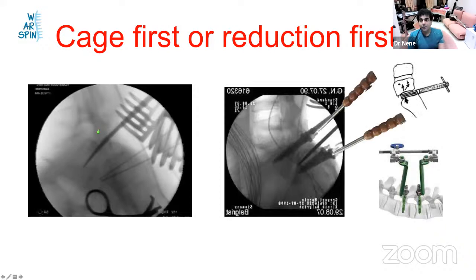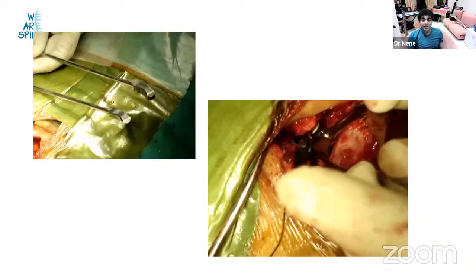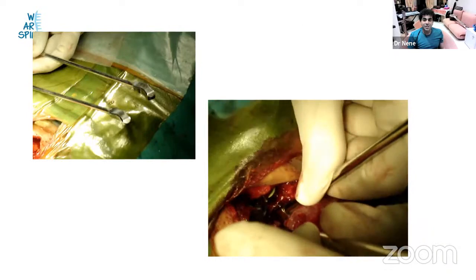You can use two other options. One is an outrigger to distract. You can use an intradiscal, like a pukka, to distract. Or you can use, and this is something that we often tend to forget, these long handle screw heads or screwdrivers that sit on the screw heads, which can be used to actually correct the kyphosis and distract. So it does two things: correcting the kyphosis as well as distracting. And you can get into the disc space. And after that, it's your standard T-lift.